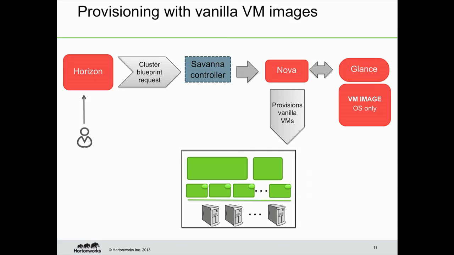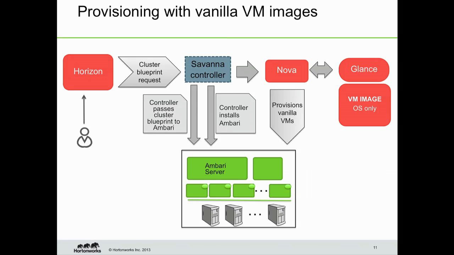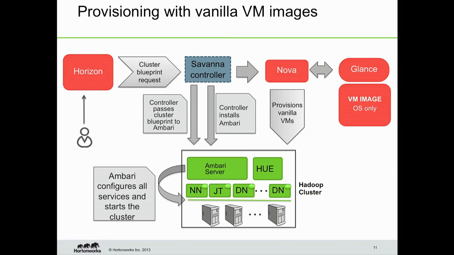At this point, there are just virtual machines. There's no Hadoop cluster yet. And that's where Savanna delegates the responsibility to the Hadoop management platform called Apache Ambari. It will start the Apache Ambari management server and pass it the cluster blueprint and let Ambari figure out all the service configuration and setting up the Hadoop cluster itself. So this puts a clean delineation between OpenStack and Hadoop, so both of them can take care of their own set of responsibilities.